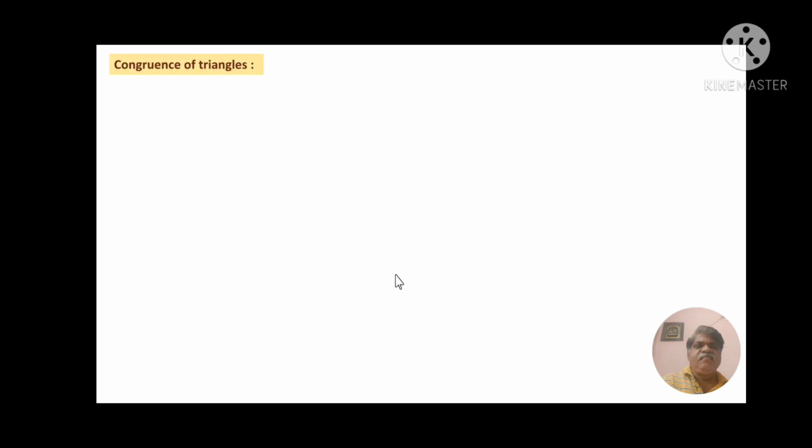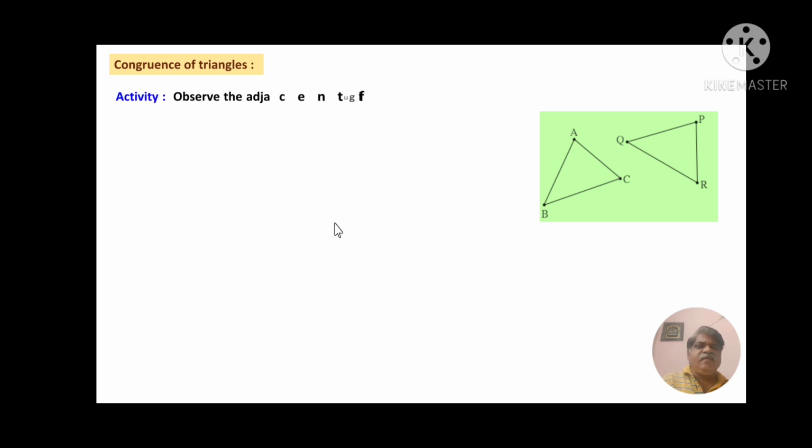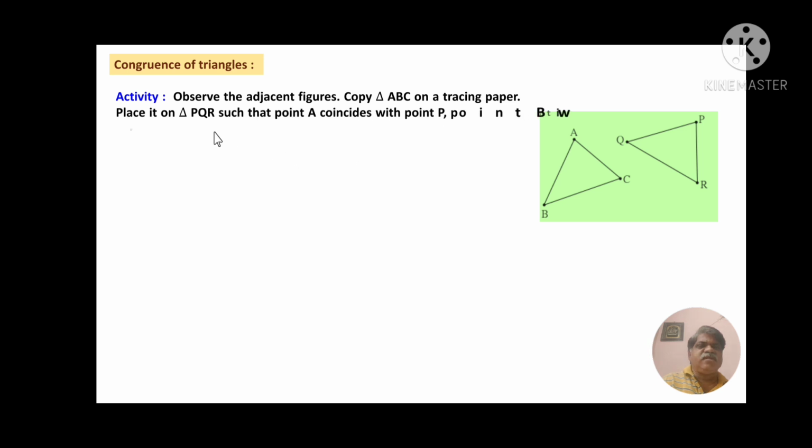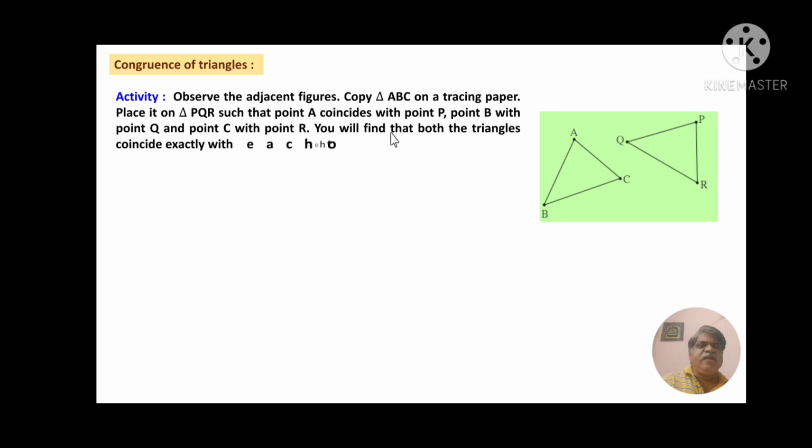Now, congruence of triangles. Friends, you can see here two triangles. Observe the adjacent figure. Copy triangle ABC on tracing paper. Place it on triangle PQR such that point A coincides with point P, point B with point Q, and point C with point R. You will find that both the triangles coincide exactly with each other. That is, they are said to be congruent.